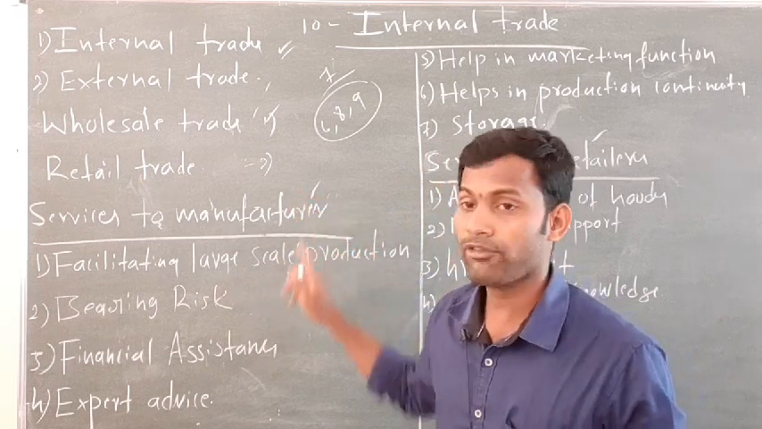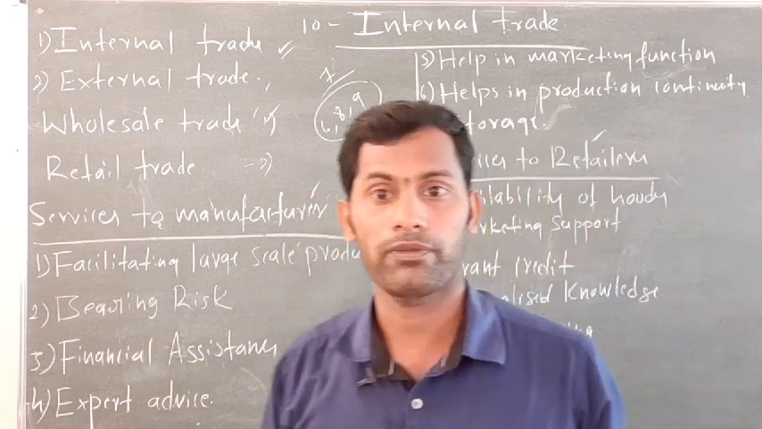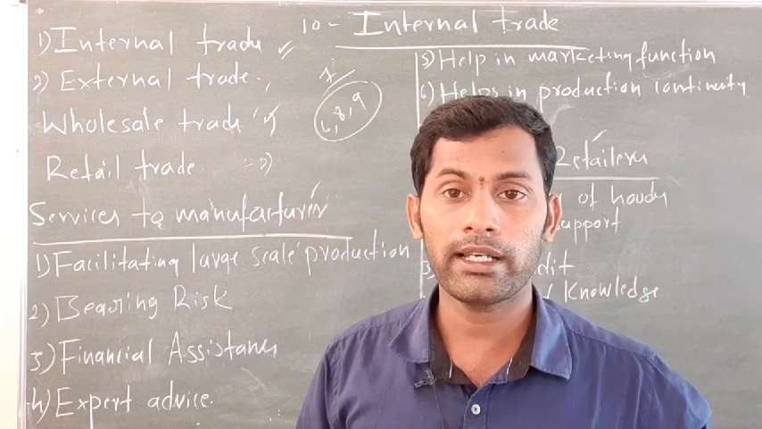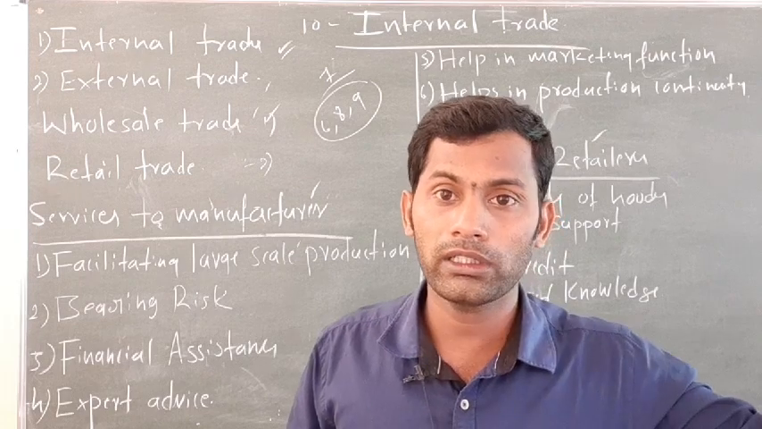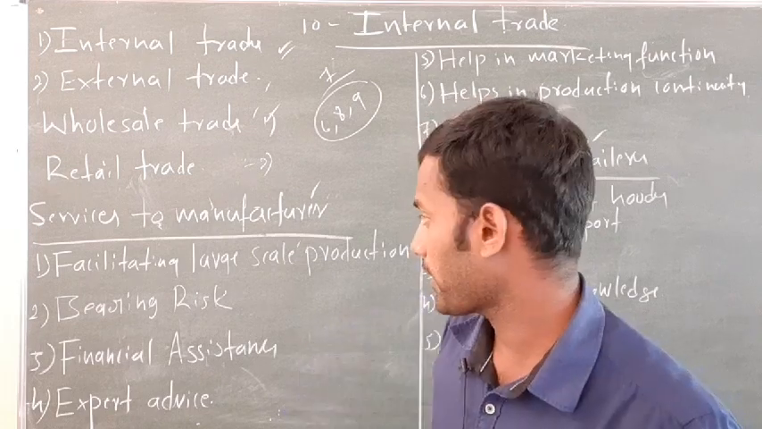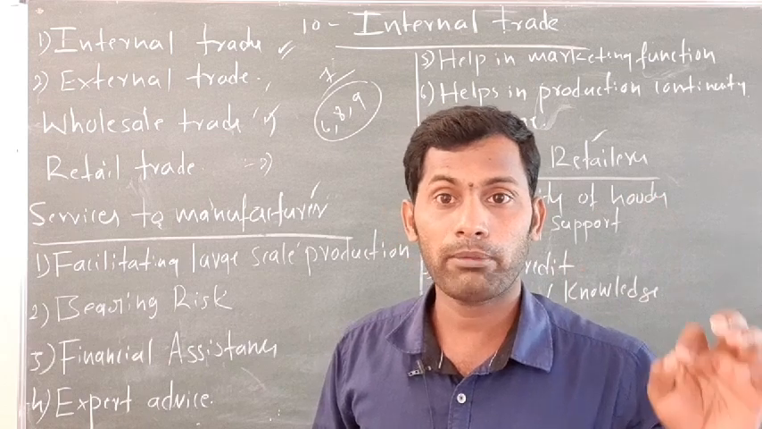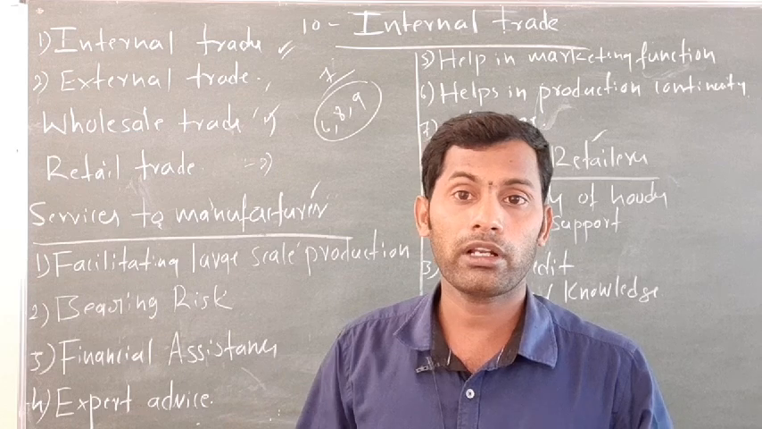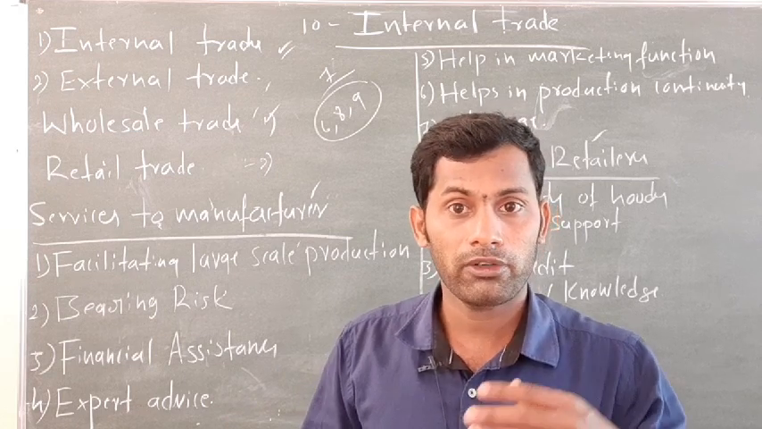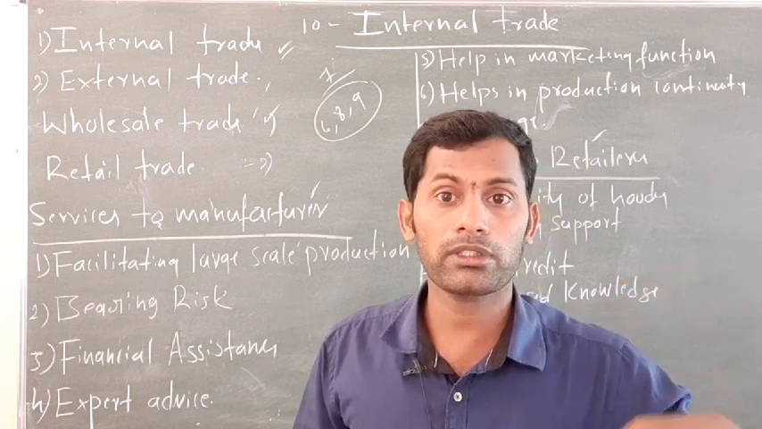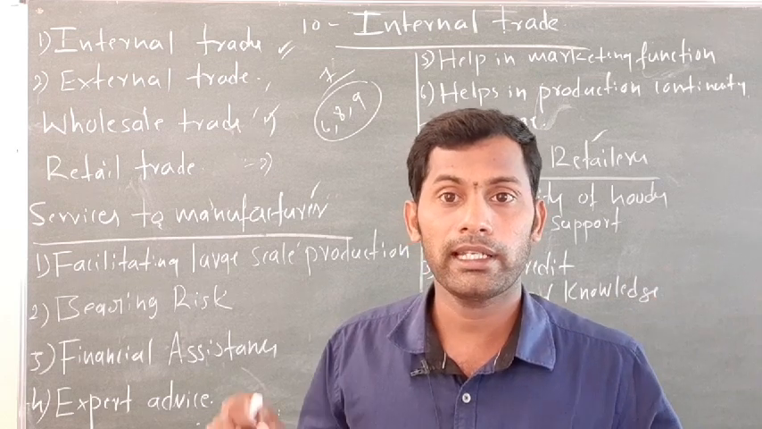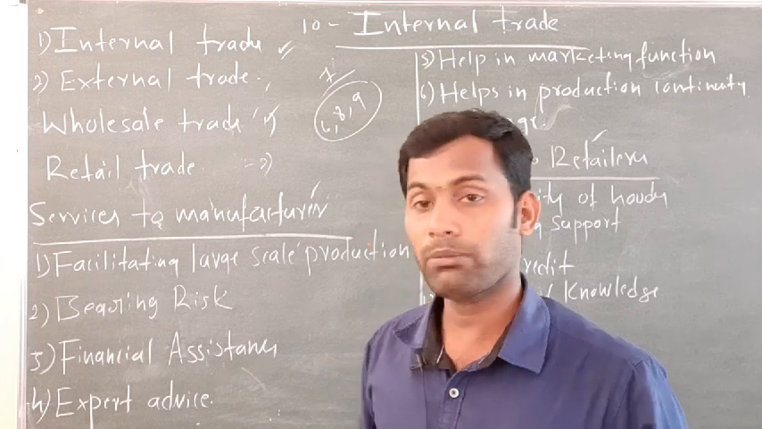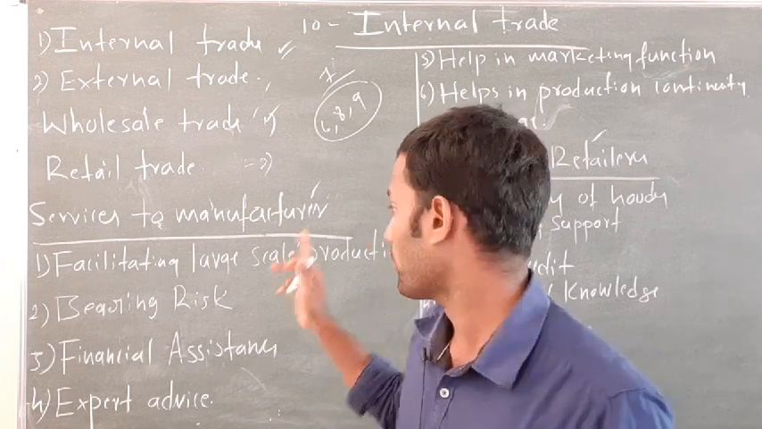Here the wholesaler collects the orders from various retailers, then he pools them, then he sends one order to the manufacturer, so that manufacturers can produce the goods on a large scale and maintain economies of scale. That means when we produce goods in large quantity, automatically the cost of production comes down. Again, it is one of the services given by the wholesaler to the manufacturers.